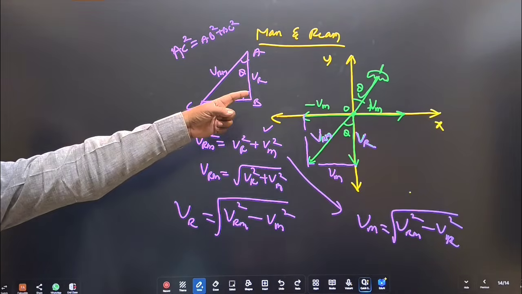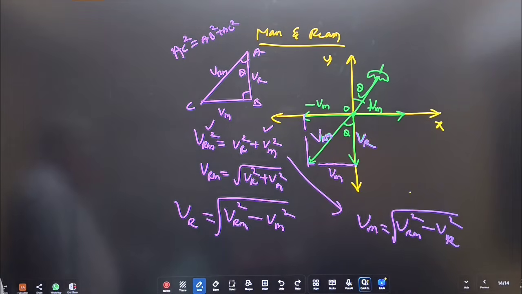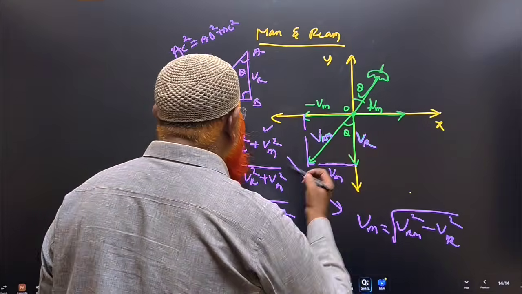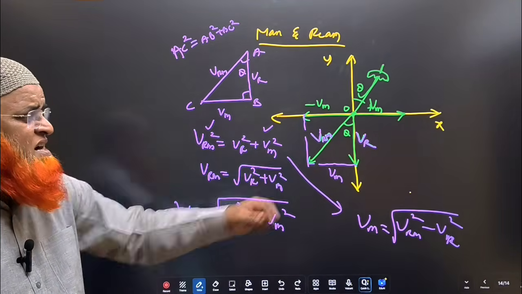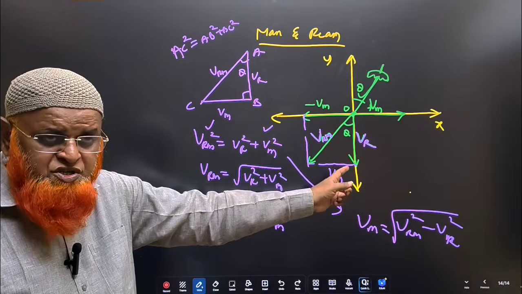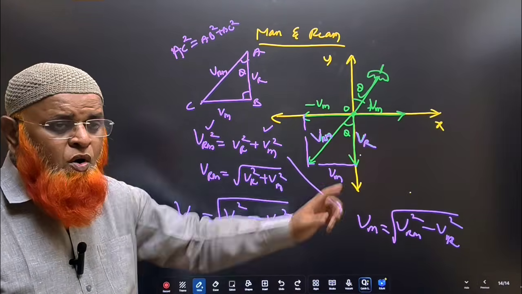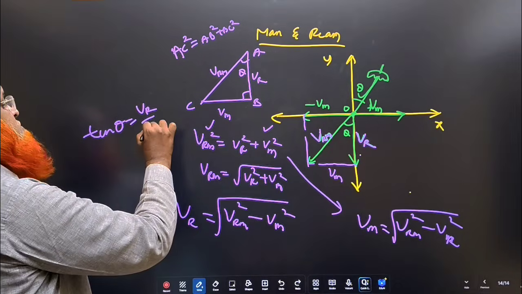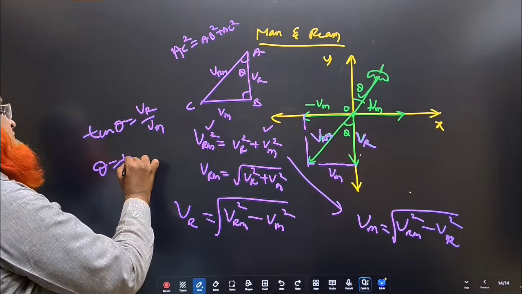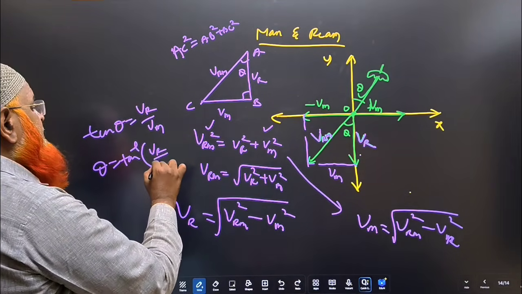What is the angle made by the umbrella? To find the angle of the umbrella, if you know the velocity of man and the velocity of rain, opposite you know, adjacent you know, what will you do? Tan theta is equal to VR by Vm. So theta is equal to tan inverse of VR by Vm.